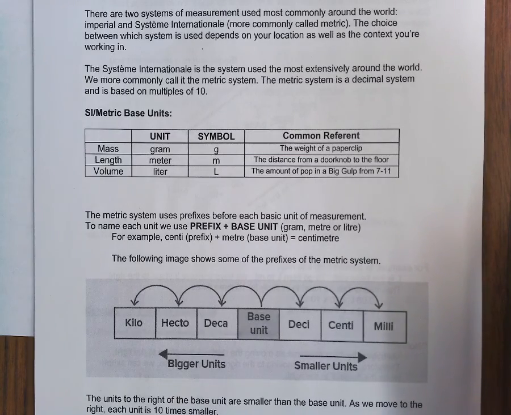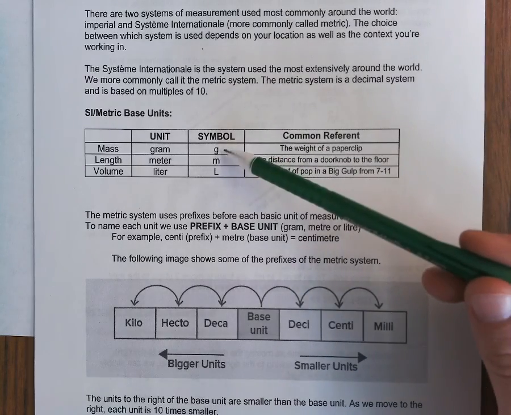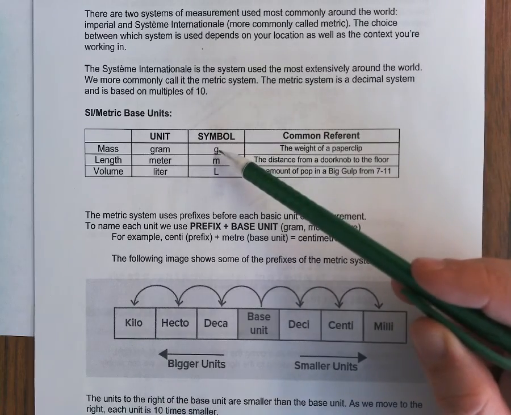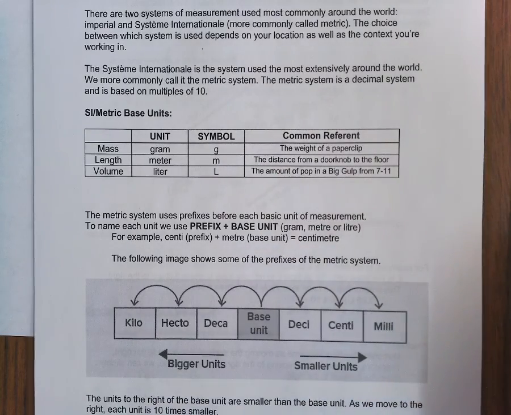So that's 1 liter. Now, in order to calculate the other units that are used in the metric system, we will either multiply or divide by tens to move up or down between our units. The metric system uses prefixes before each basic unit in order to create the names of the other units. For example, if you are in grams, you would probably be familiar with grams and also kilograms or milligrams.